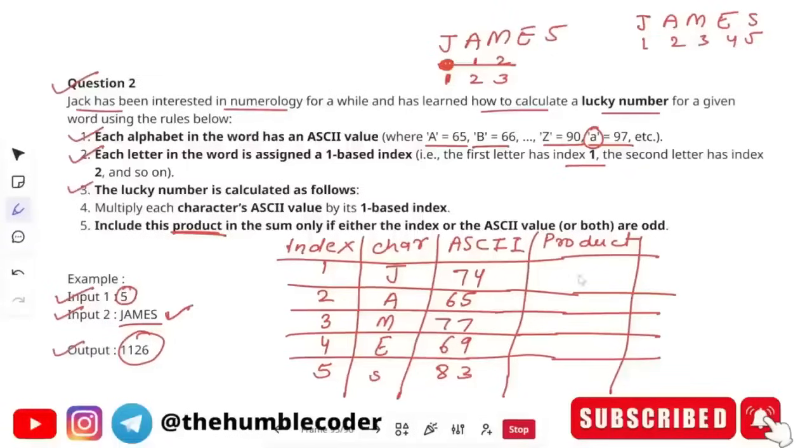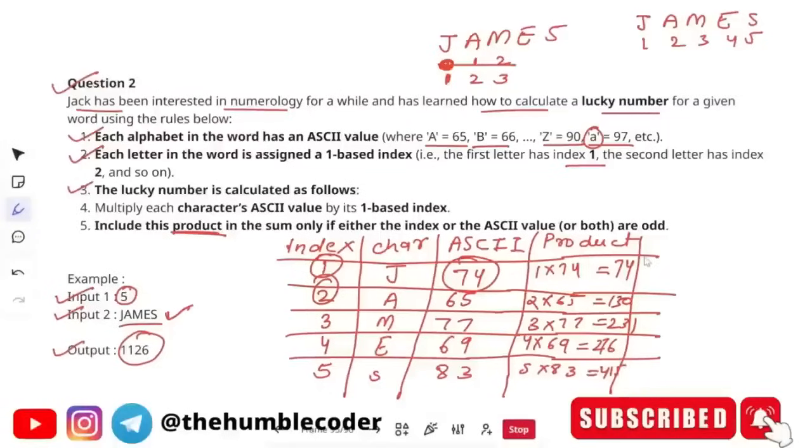Now in this one the product will be how much? 1 into 74. Why 1 into 74? Because 1 is the index value, 74 is the ASCII value. So the product is going to be 74. Similarly, next one is going to be 2 into 65, which is going to be 130. Next one we have is 3 into 77, which is going to be 231. Next up we have 4 into 69, which is going to be 276. Next one we have 5 into 83, which is going to be 415. Guys, pardon me for my bad writing, but I hope you can understand what I'm trying to convey here.